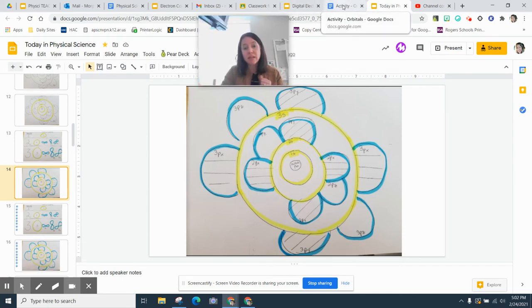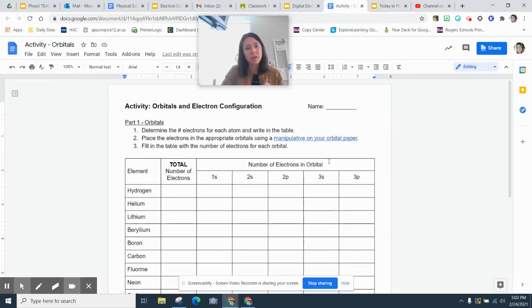I'm good. So now let's go back to the activity directions. All right, so number 1, determine the number of electrons for each atom and write it in the table. Okay, so you'll need your periodic table to do this. Most of them go in order, but not all.